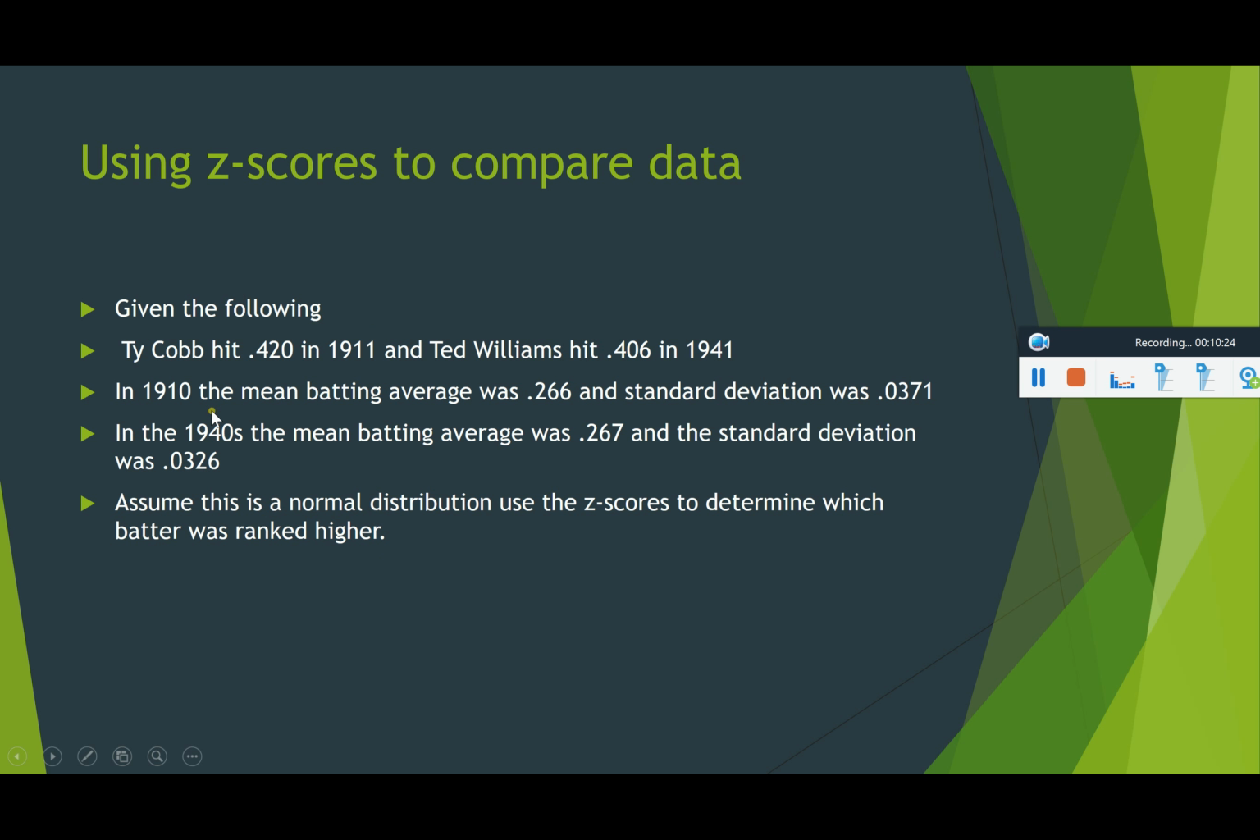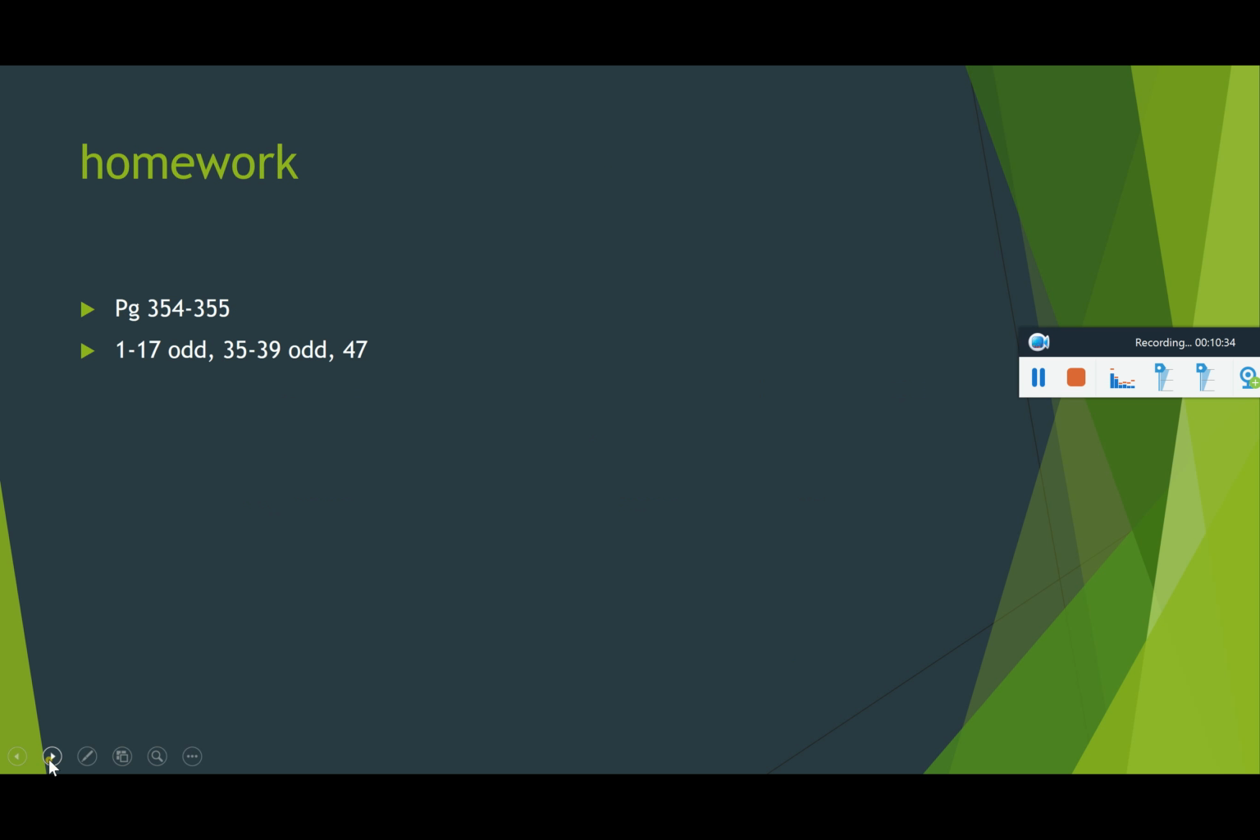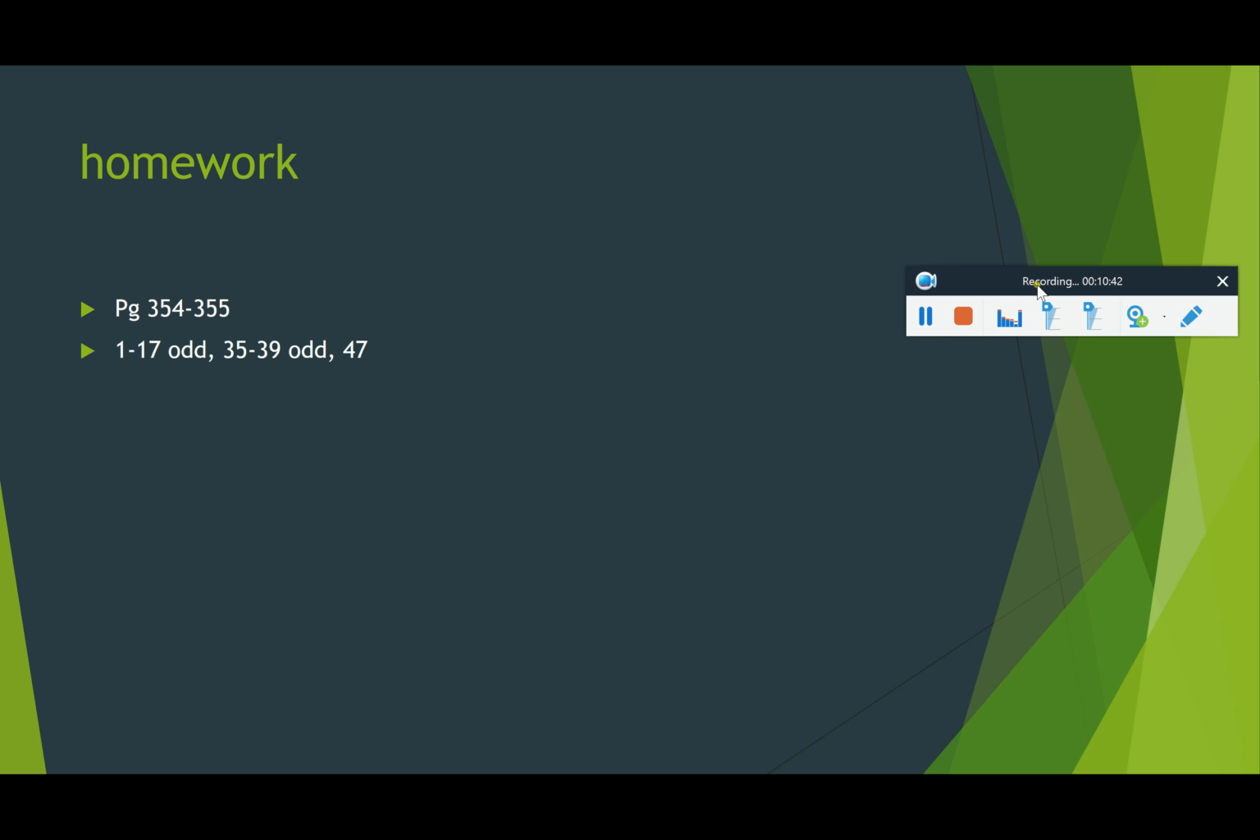Okay, and then these are just some more z-scores. You would just do the same thing as what I just did with the x minus x bar over s, and you could figure out which one was better based off that. And then here's some practice problems. All of these are odd, so you can look up your answers in the back of the book, and if you guys have any questions, please contact me.